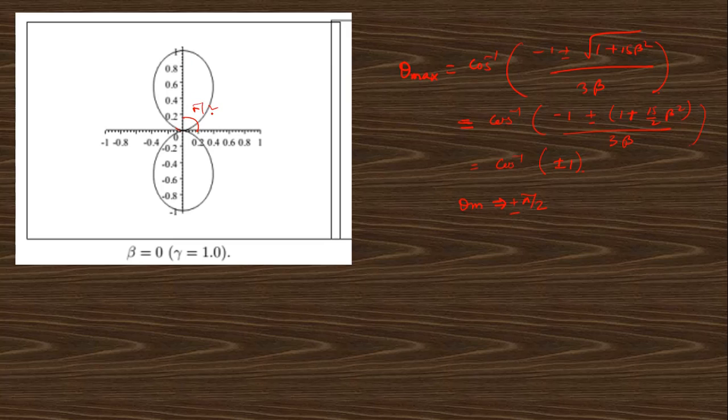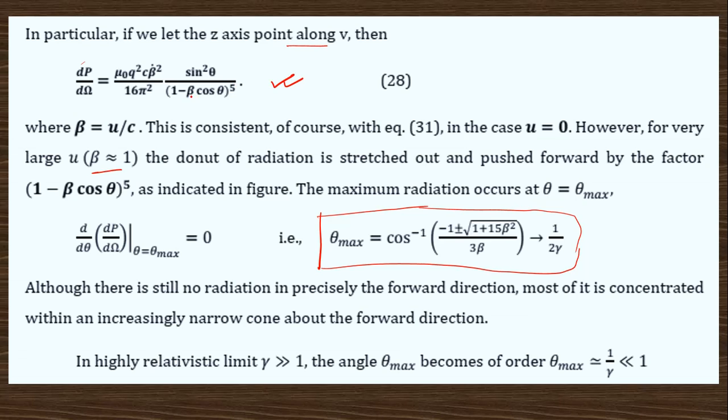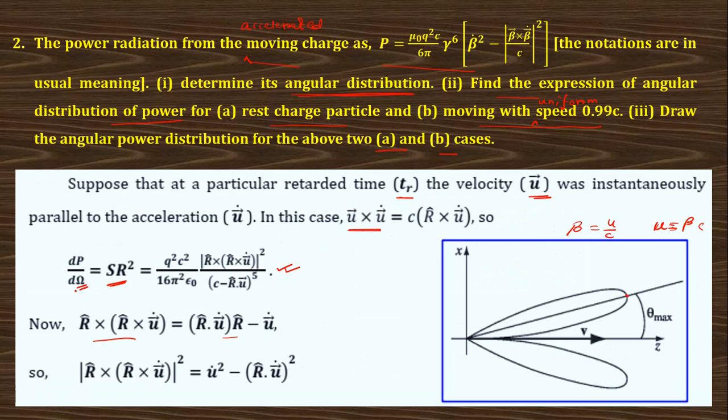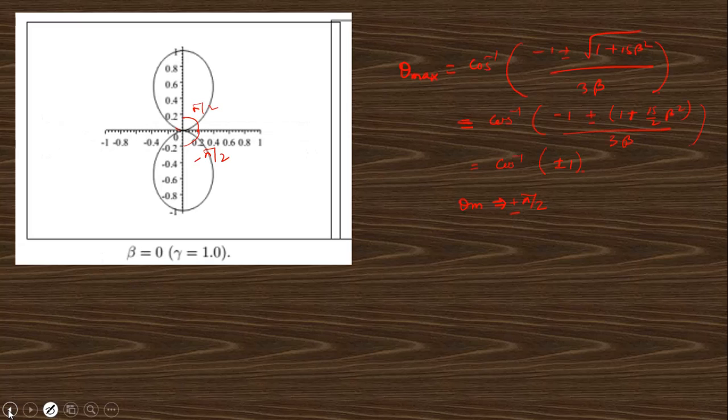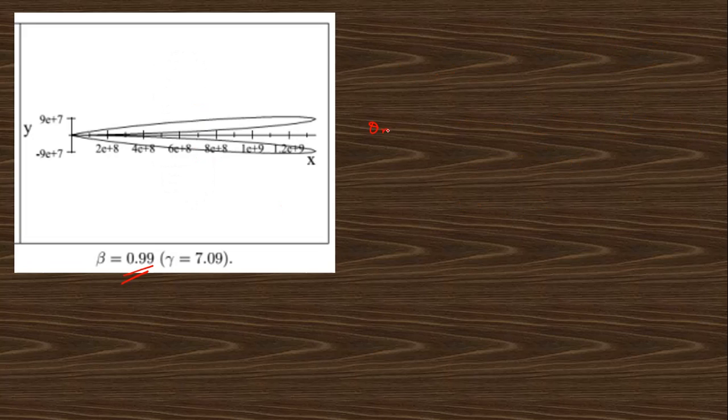This is pi by 2, and at minus pi by 2, at these two angles the power distribution is maximum, and the corresponding power distribution for beta 0 has a sine squared theta nature. The second case is beta 0.99, and if you put the value 0.99 in this expression, you get theta max tends to 0. So theta max tends to 0, and the cos squared term will be prominent. That's why the nature of this expression is like that.